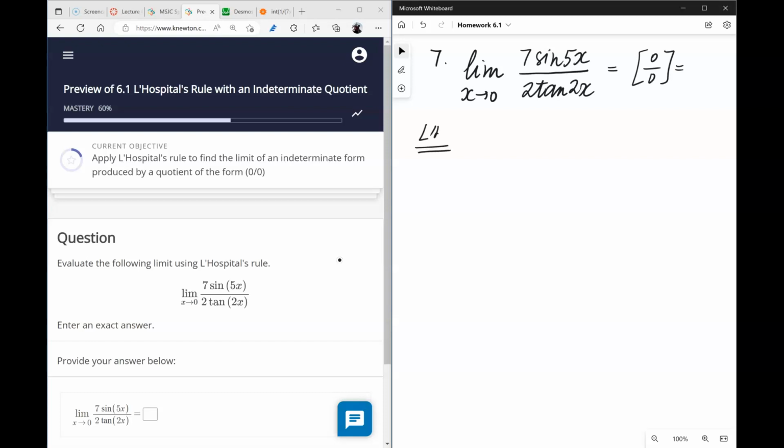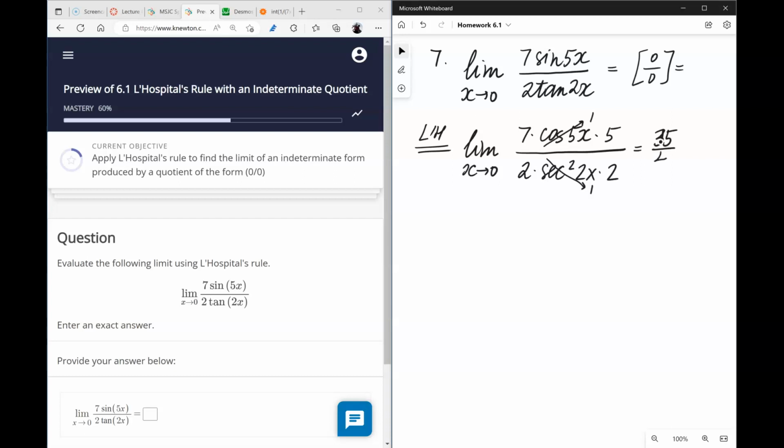So according to the L'Hopital's rule, this limit will be equal to the limit as x goes to 0 of 7 times cosine 5x times 5 divided by 2 times, what's the derivative of tangent? Derivative of tangent is secant squared, and by the chain rule we multiply it by 2. Now at 0 this is equal to 1, this is also equal to 1. So the final answer is 35 over 4.